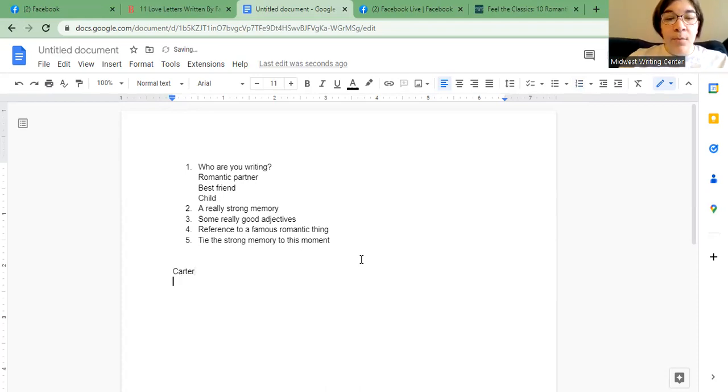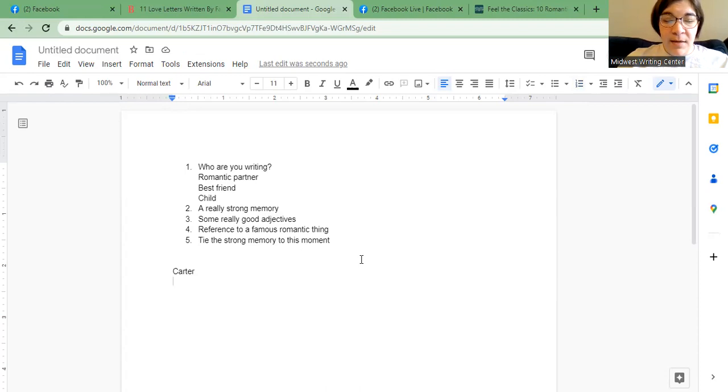What is a really strong memory? So keep in mind whether or not you want to share this with that person. I have no shame sharing this with my cat, but I can't say for sure that he will understand it.